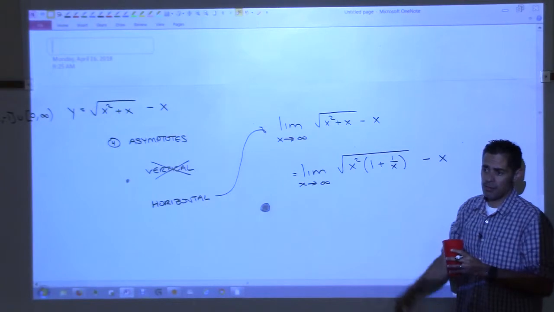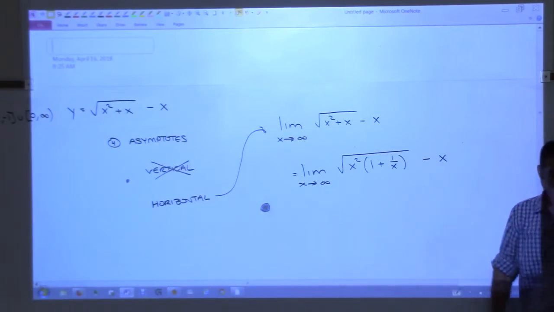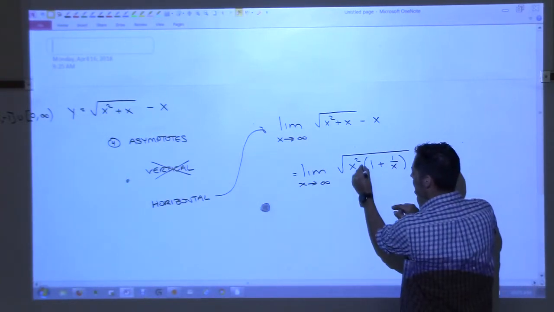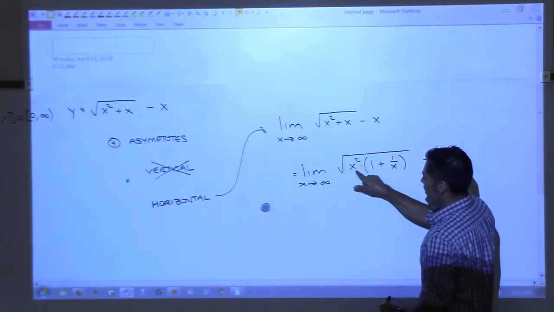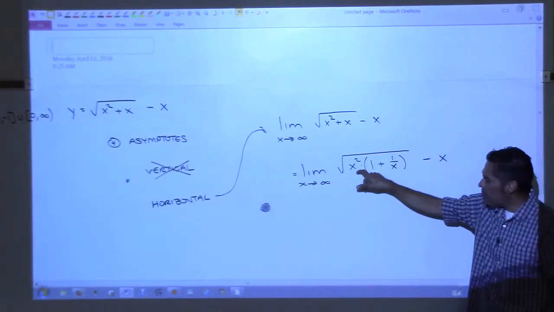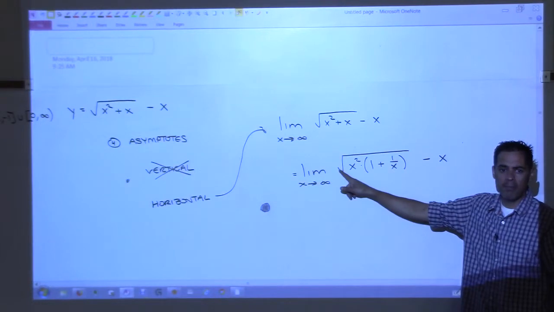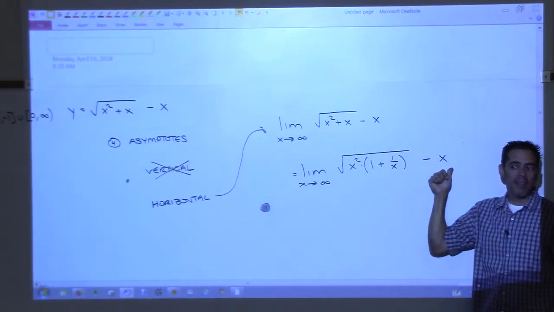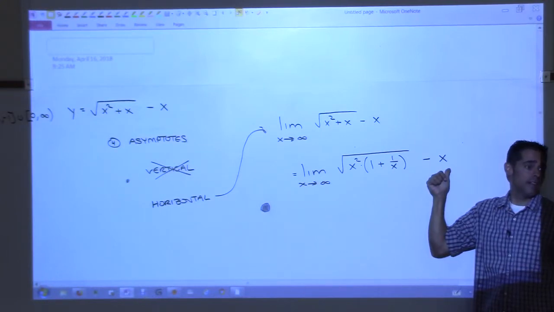Why am I doing this? Why did I do that? Why do I like having an x squared here multiplied under a square root? What is this really going to be? That x squared can actually come out as a what? As an x, which would match this, wouldn't it? And then I could GCF it. Watch.